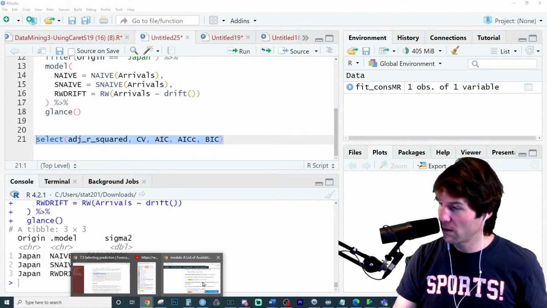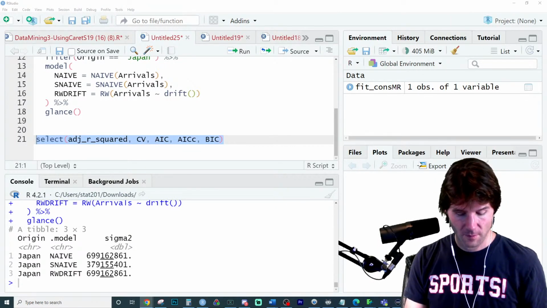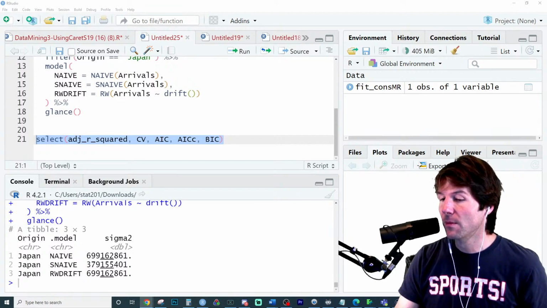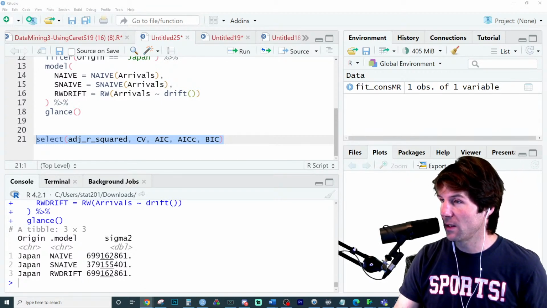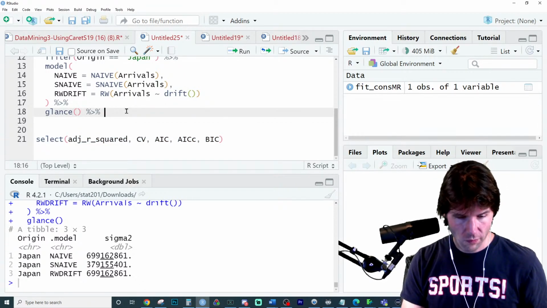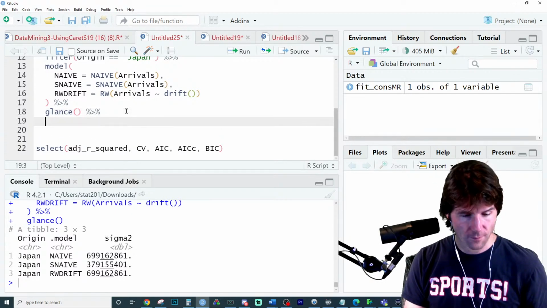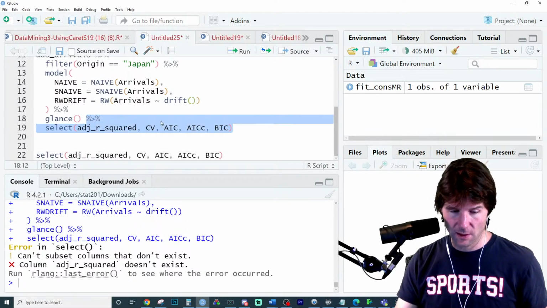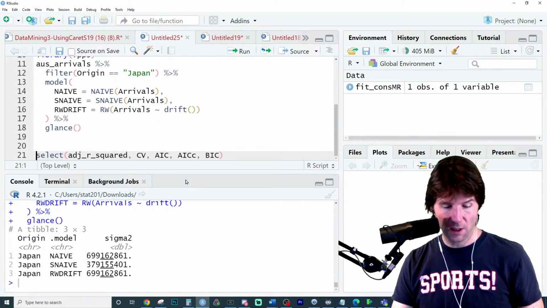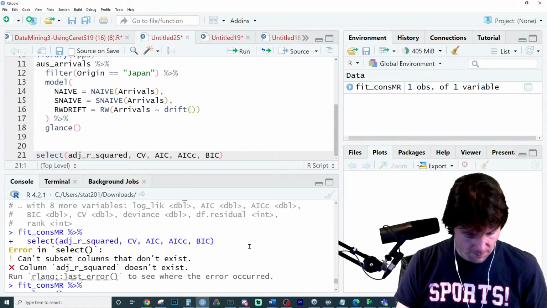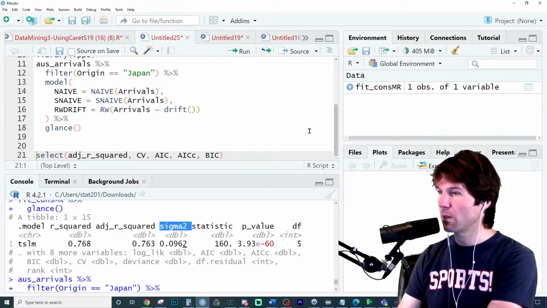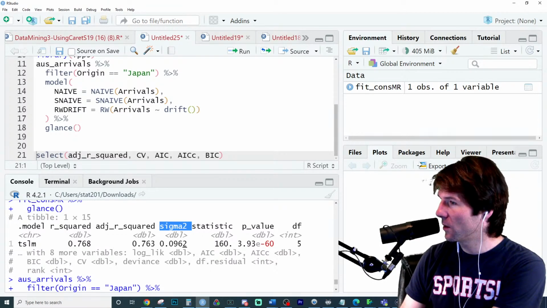Let me look at the methods. Sierra, great work right here. 500 points, Sierra. We're going to end off with this. We should be able to get... Are you getting it now, Sierra? Just going to pull some AICs. Glance of the fit. Yes, we take that. We're not getting our AICs. We're just getting the sigma right there. Why are we not getting our AICs?